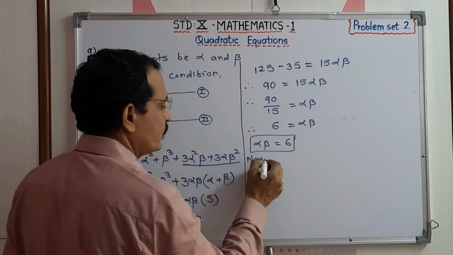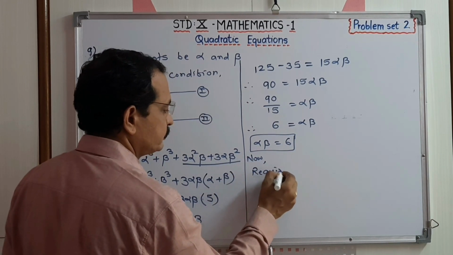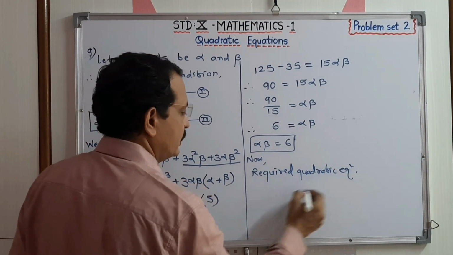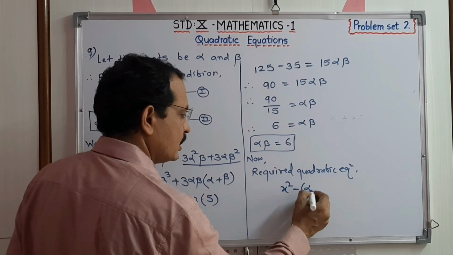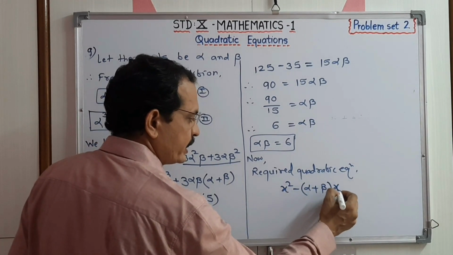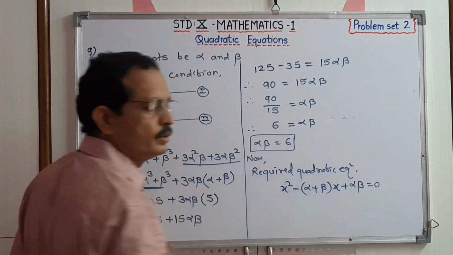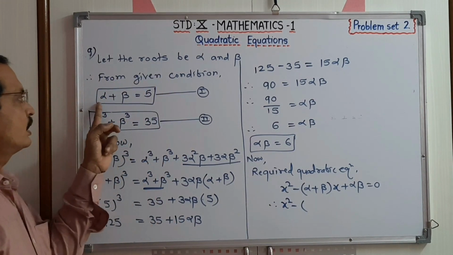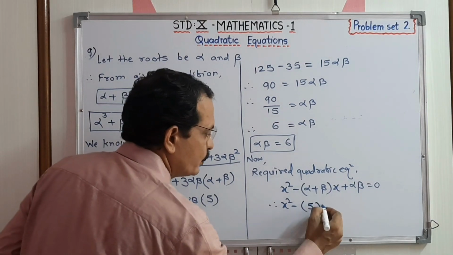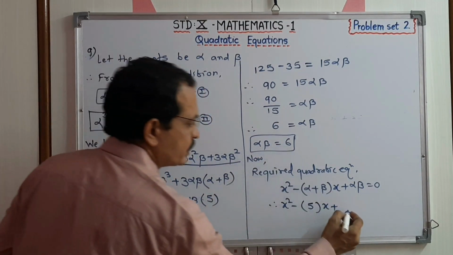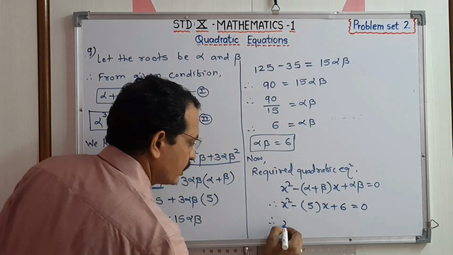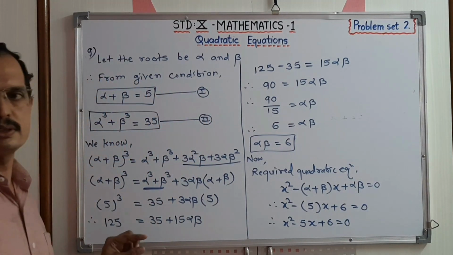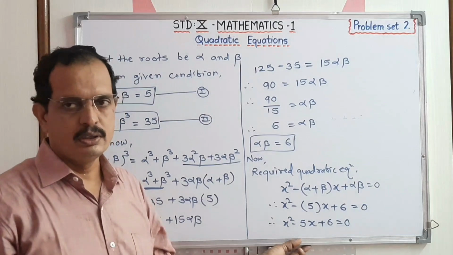Now we have to find the required quadratic equation. It is x square minus (alpha plus beta) into x plus alpha beta is equal to 0. Now substitute the values: x square minus (alpha plus beta is equal to 5) into x plus (alpha beta is equal to 6) is equal to 0. Therefore x square minus 5x plus 6 equal to 0. This is our required quadratic equation.